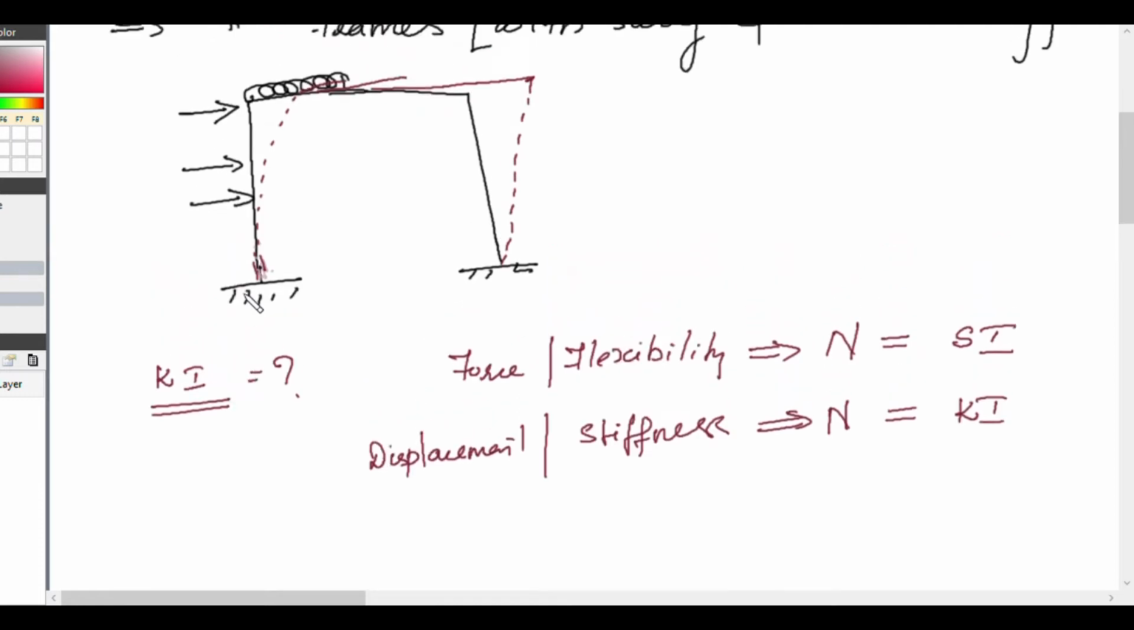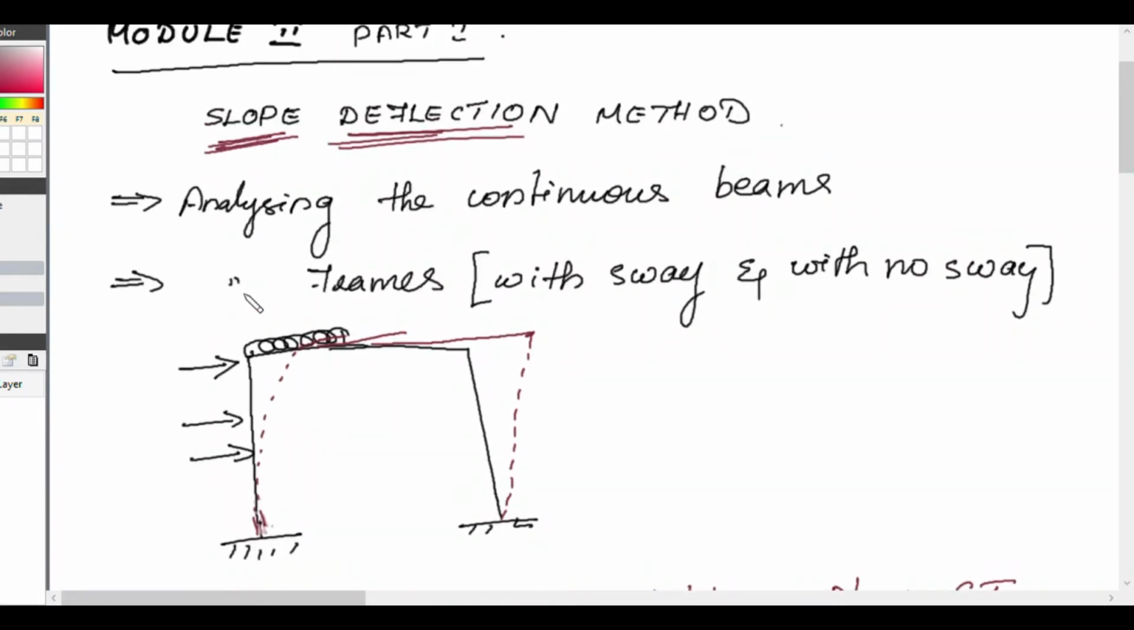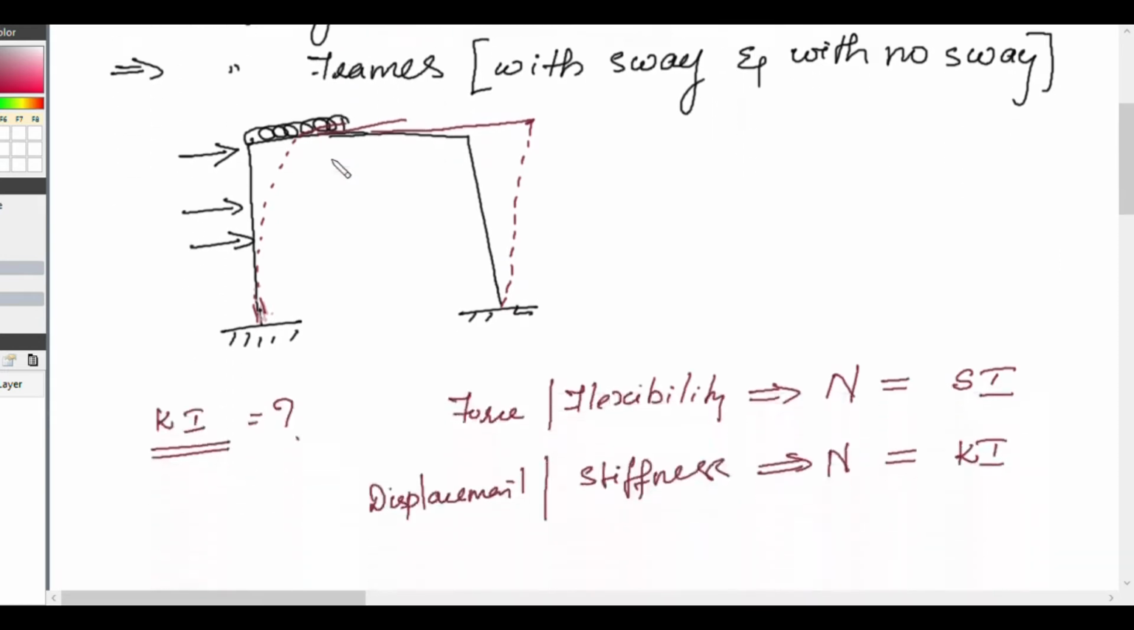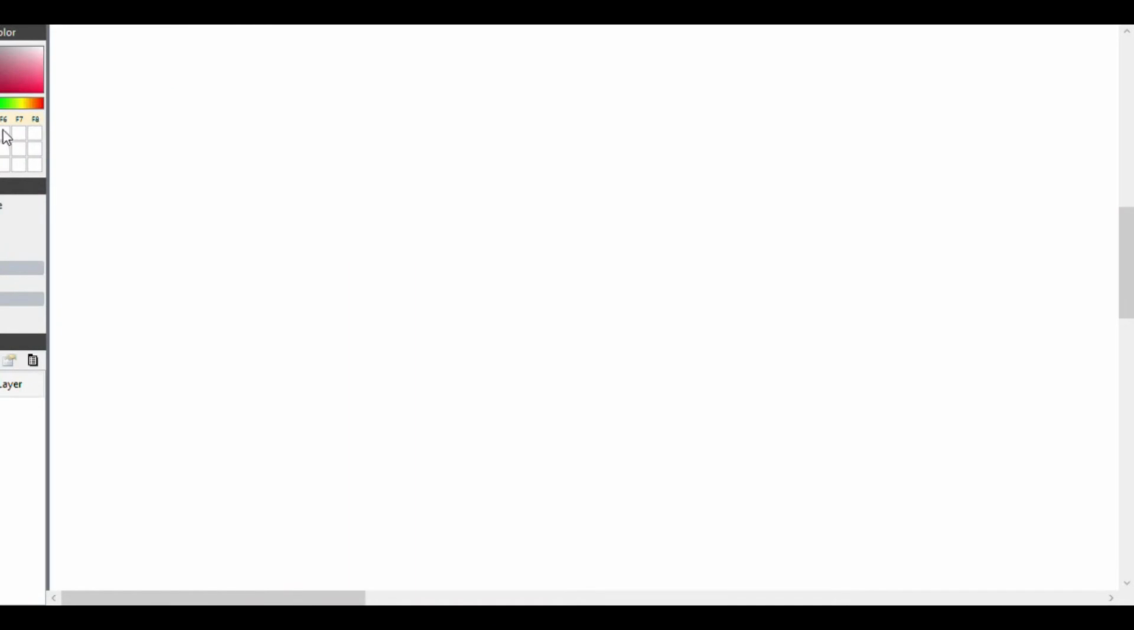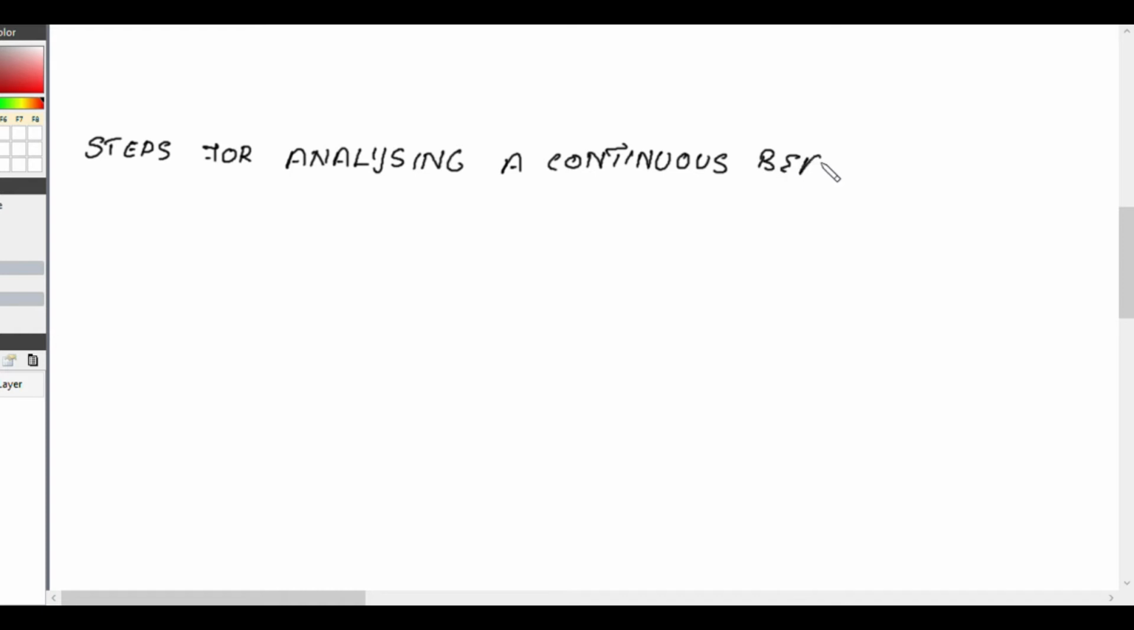Okay. So with this knowledge, what is the slope deflection method? It uses a slope deflection equation. So in this equation we will have slope and deflection. Using this we are going to analyze the continuous beams. So today let us see the procedure for analyzing continuous beams using slope deflection method. So what are the steps for analyzing a continuous beam using slope deflection method?